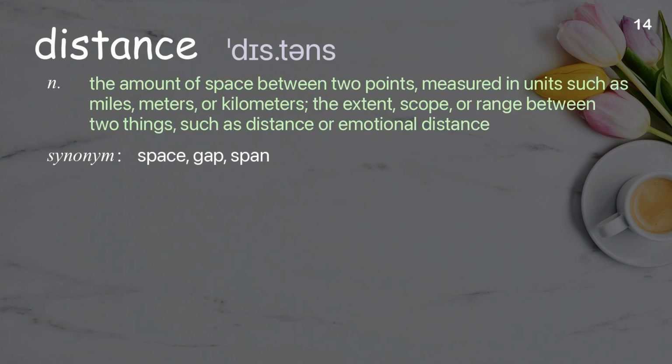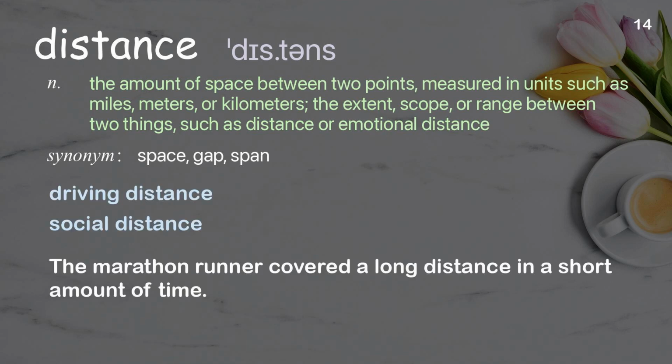Distance. The amount of space between two points, measured in units such as miles, meters, or kilometers, the extent, scope, or range between two things, such as physical distance or emotional distance. Examples: Driving distance. Social distance. The marathon runner covered a long distance in a short amount of time.